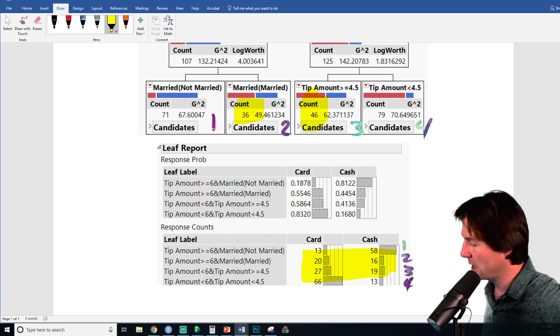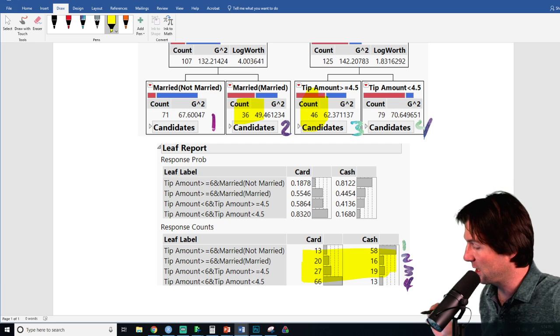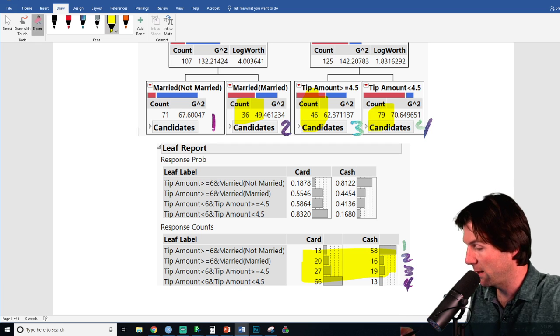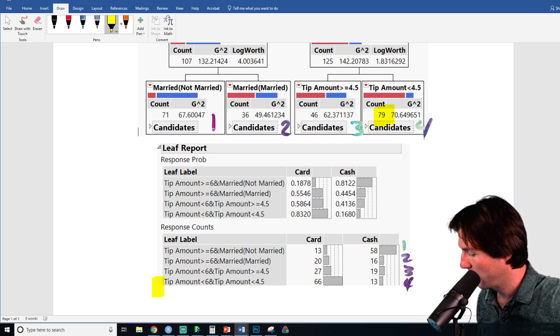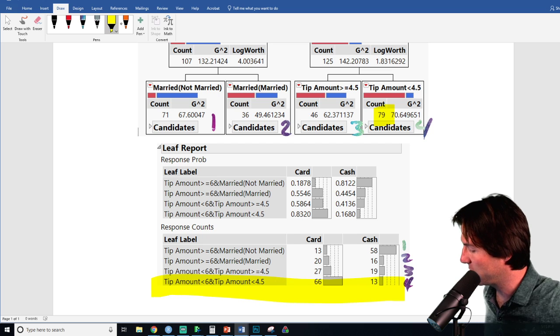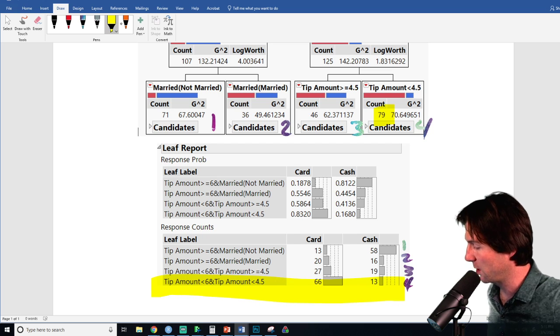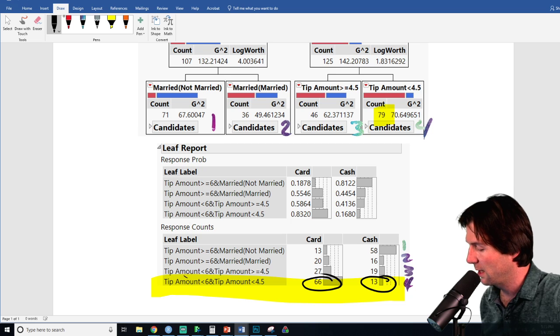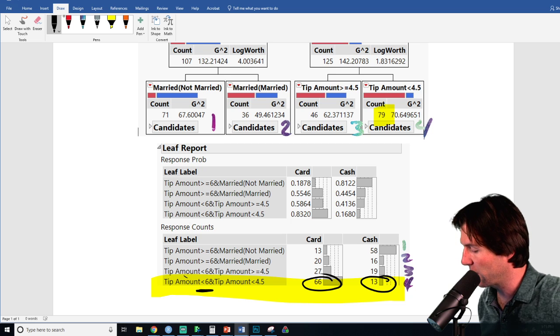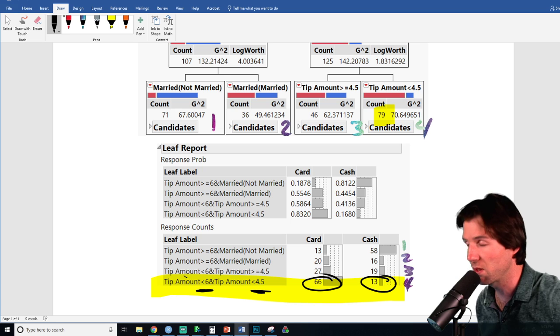So we can look at all these leaves. We can see that the largest leaf is leaf number 4. And when you analyze leaf 4, it has 79 people. Of the 79 people in that leaf, 66 of them paid with card, 13 paid with cash. Notice how these two numbers add up to 79. And also these people tipped less than $6, and they also tipped less than $4.50.